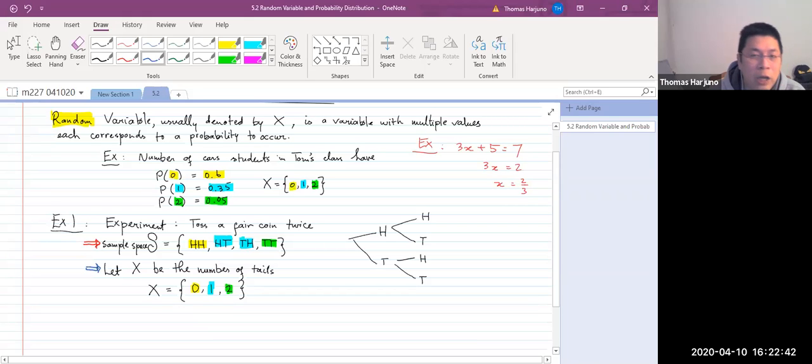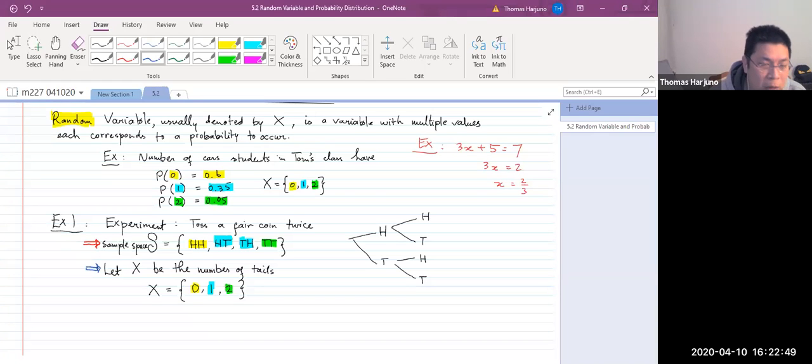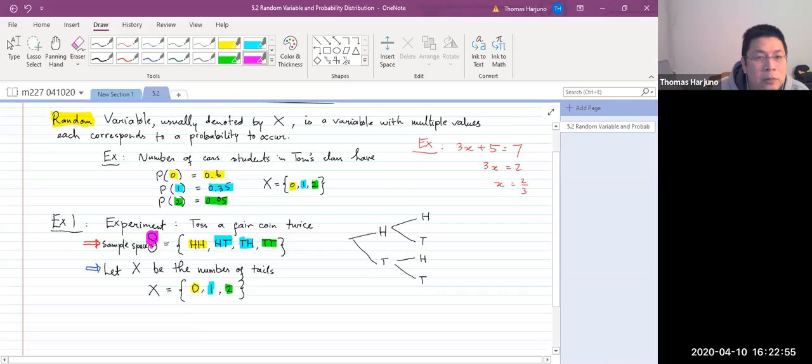And actually, I need to emphasize, especially for your level, that a random variable has to be numerical. So you see the sample space we have here may not be numerical, right? May not be numerical. However, our random variable has to be numerical.